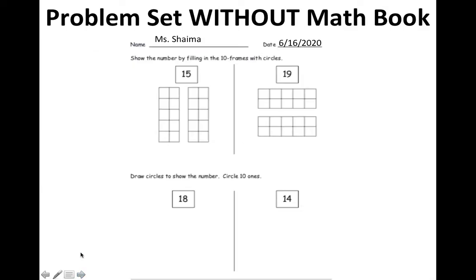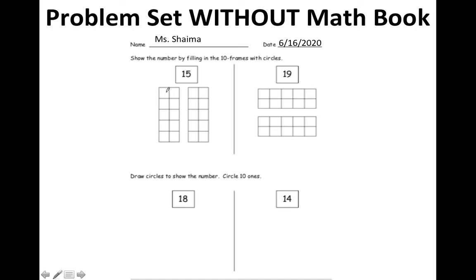The next page is for the students who don't have the math book. Again, same thing. Make sure you're drawing your 10 frame correctly and you put your correct date and your name. Show the number by filling out the 10 frame.